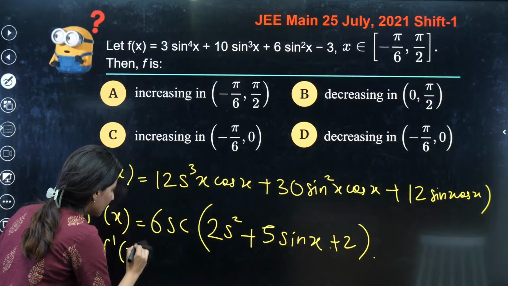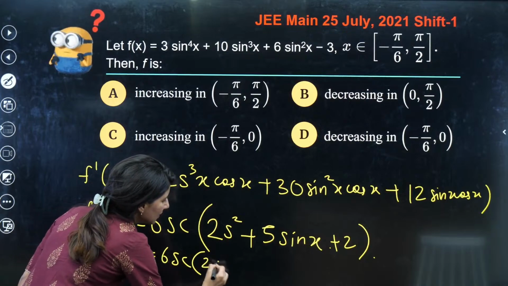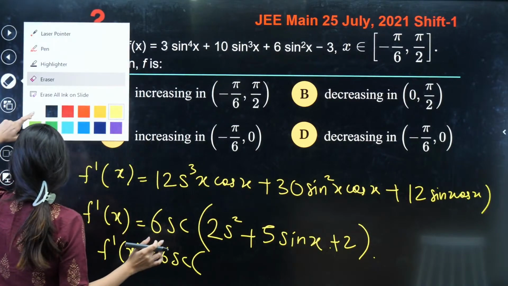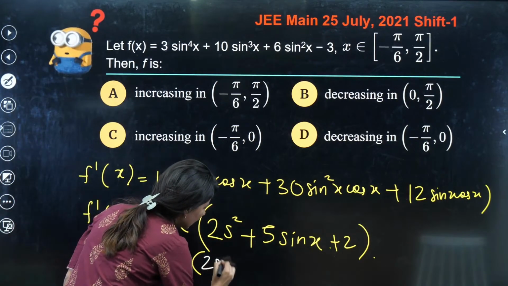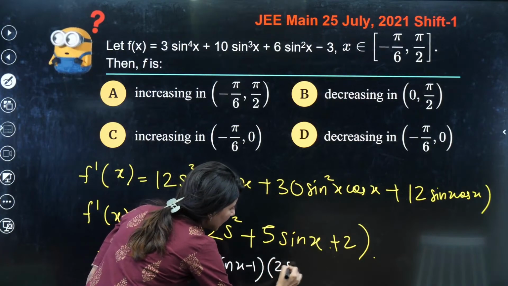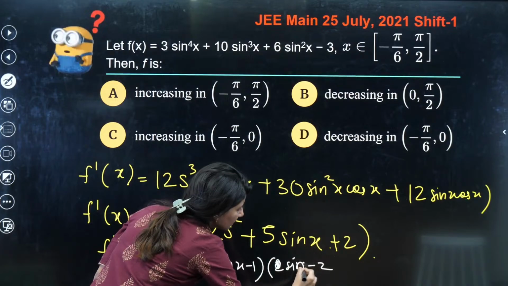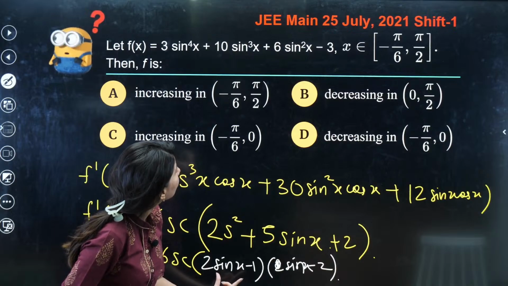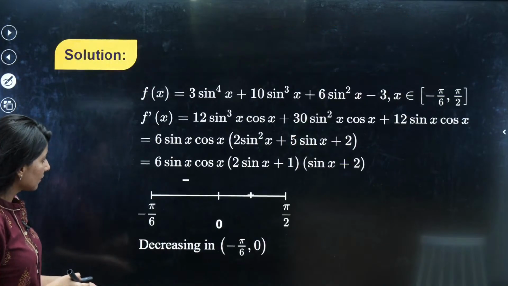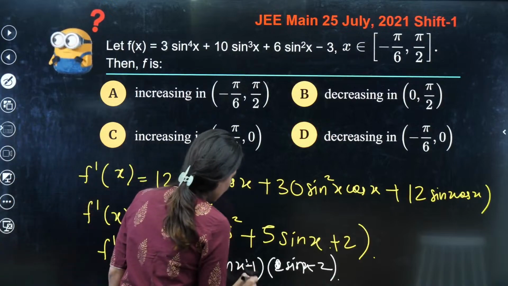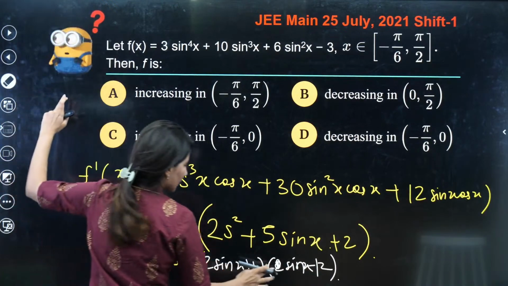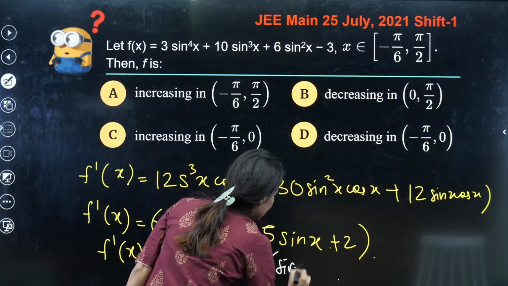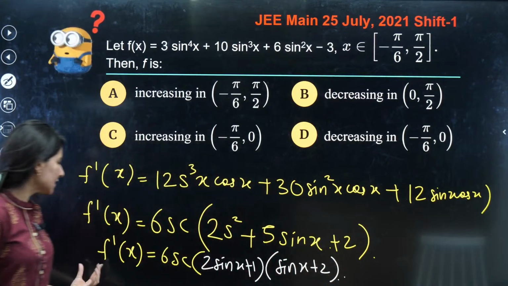So f dash x is becoming what? 6 sin x cos x times 2 sin square x plus 5 sin x plus 2. Now this can be further split into two things. So over here we are having 2 sin x plus 1 and sin x plus 2. Right? This is what we are going to get. Sorry, this is plus, right? So plus and plus. So this is sin x plus 2. Correct? This is my f dash x.